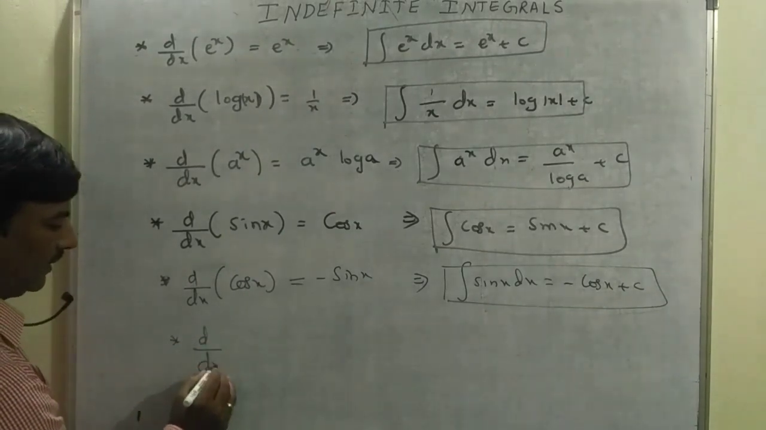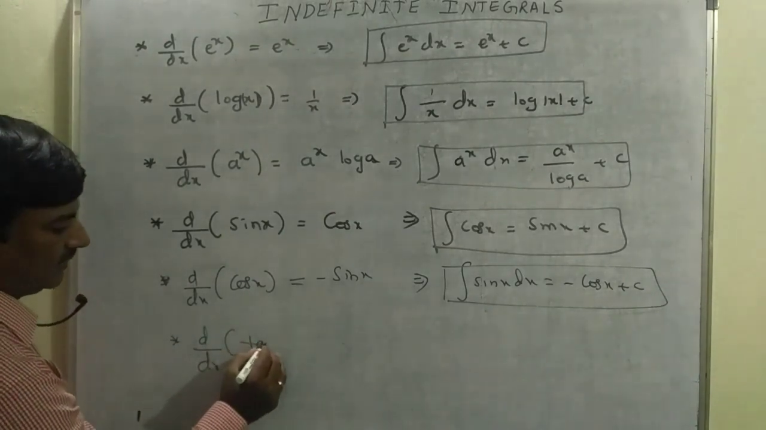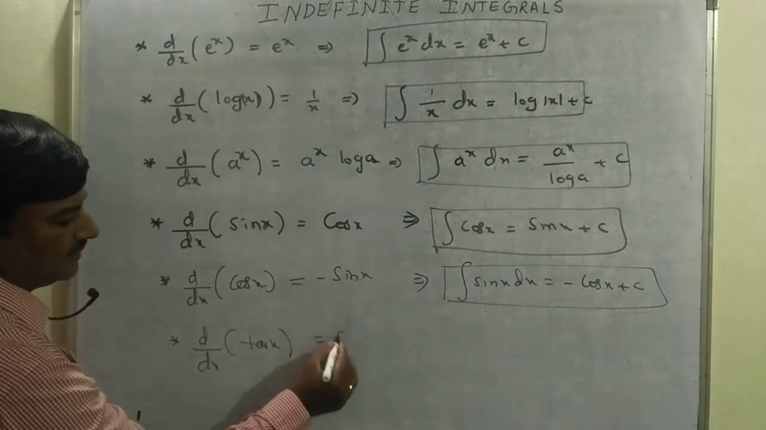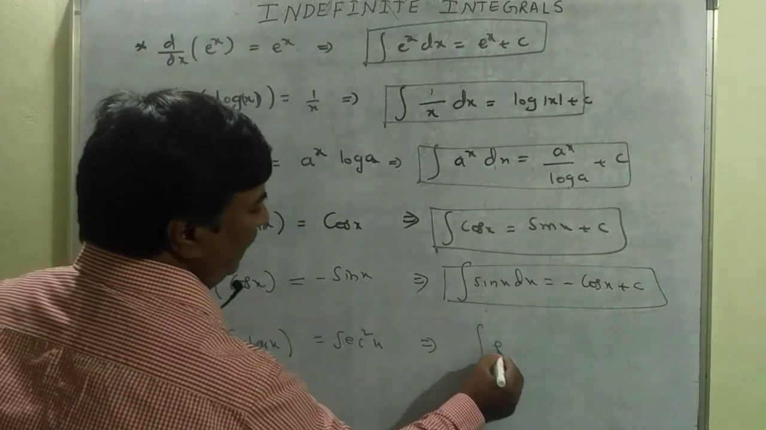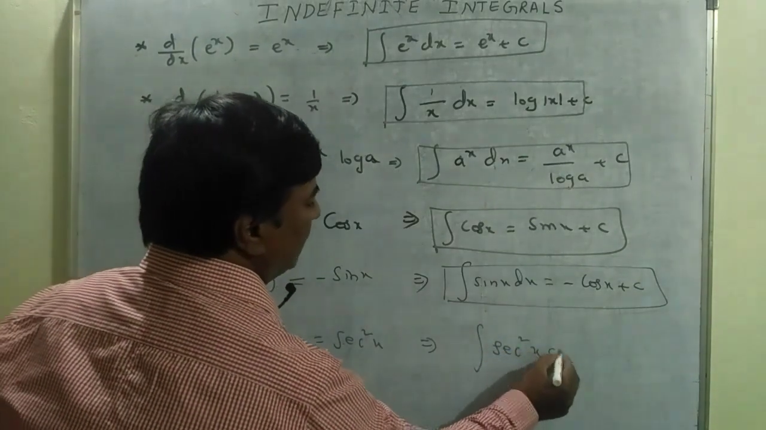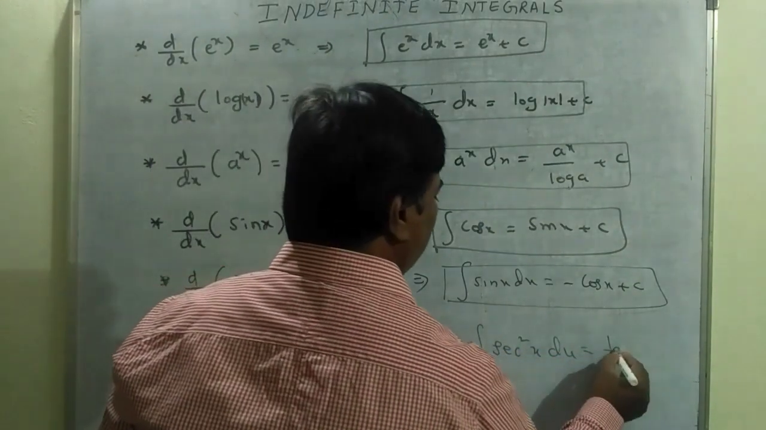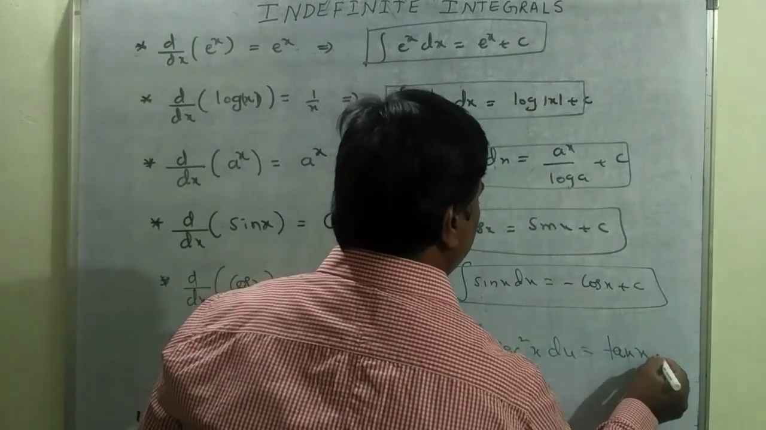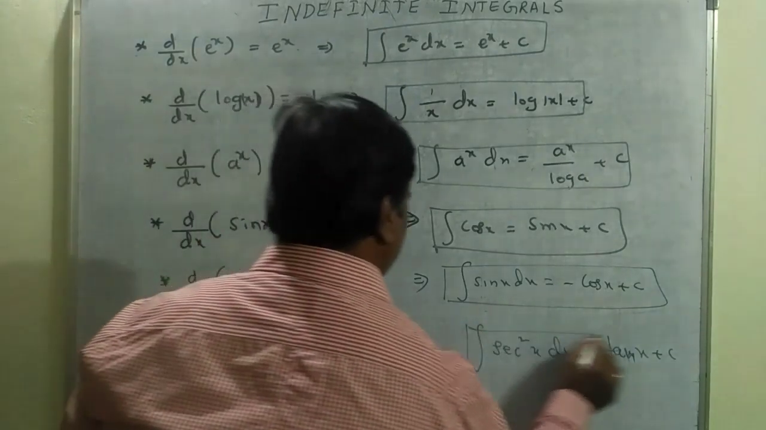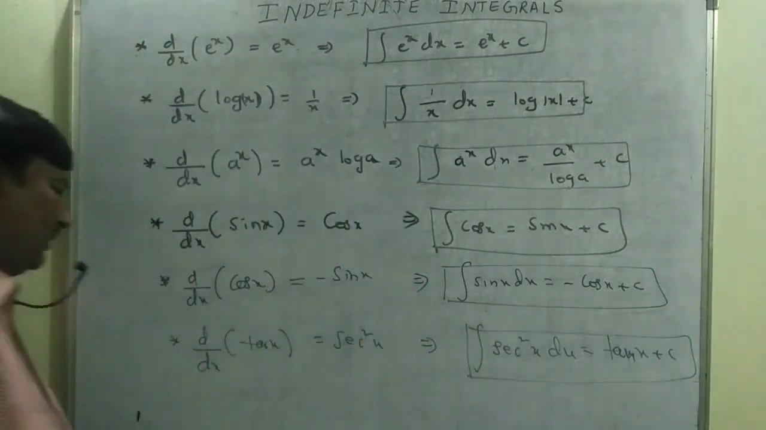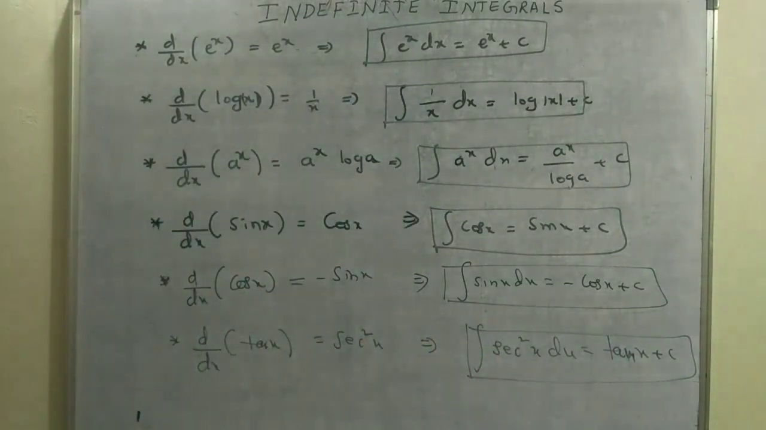And again, the next formula: d by dx of tan x is secant square of x. In the reverse process, the integral of secant square of x dx is equal to tan x plus c. Now these are the integration formulas of trigonometric functions, three formulas.